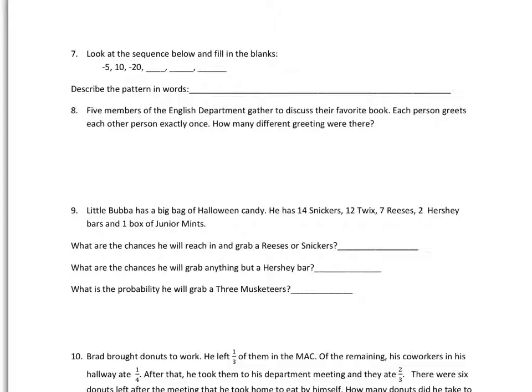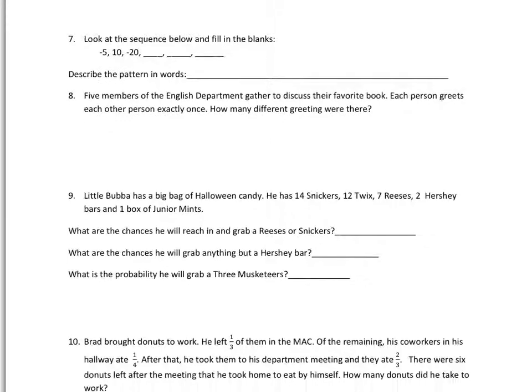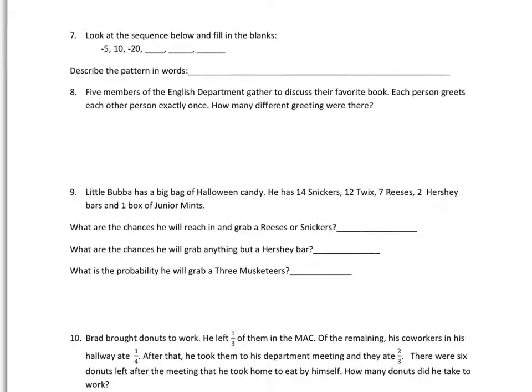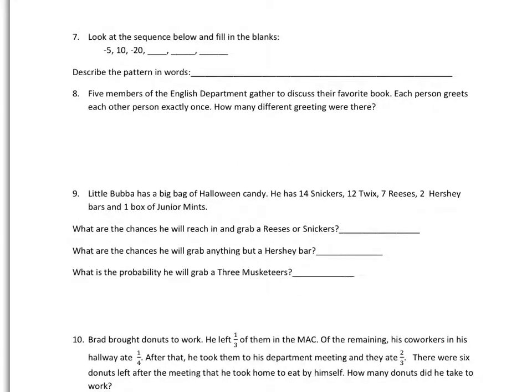So if we look at this first one, number 7, it looks like we have a little sequence, and we're trying to find the rule that ties them together. If we're going 5 to 10, and then 10 to 20, and I understand there's negatives, we'll deal with that in a minute, it looks like 5 to 10 we're multiplying by 2, 10 to 20 we're multiplying by 2, so 20 multiplied by 2, I think that would probably give us 40, multiply by 2, 80, and then multiply by 2, 160.